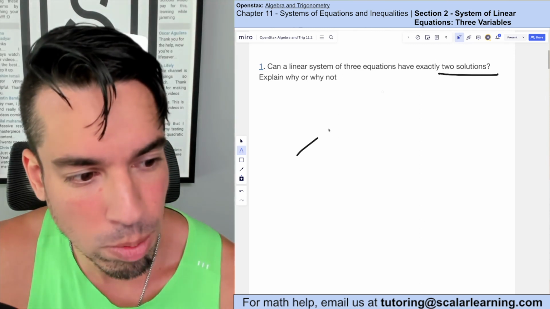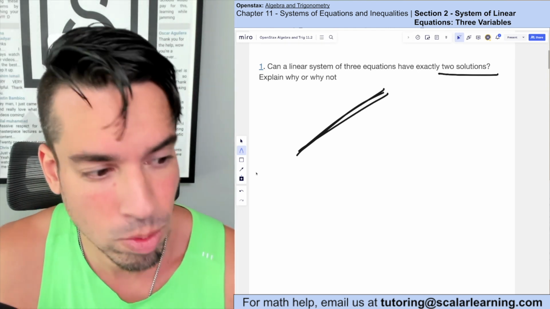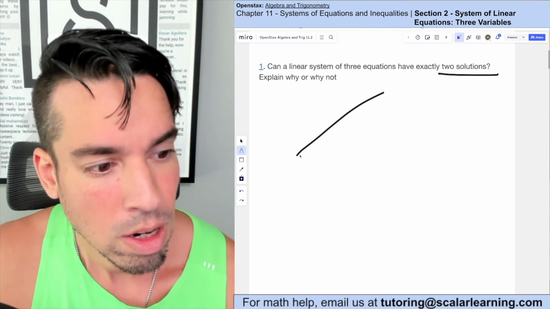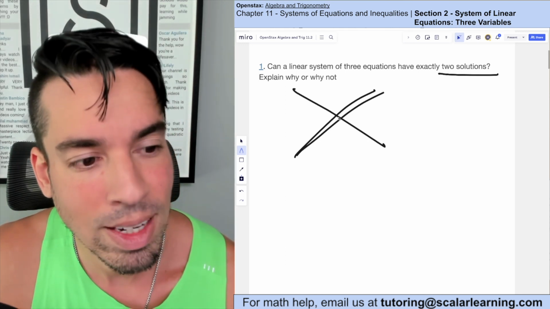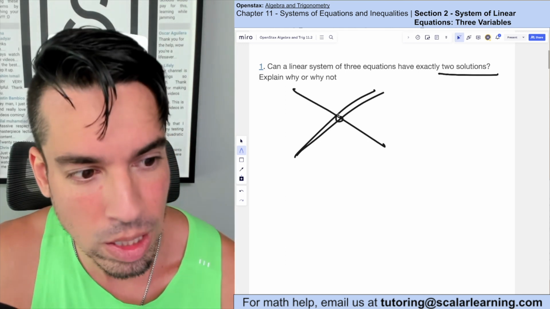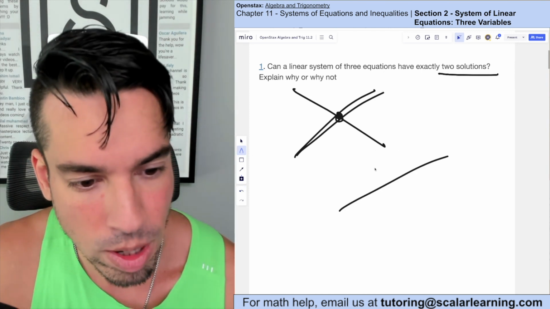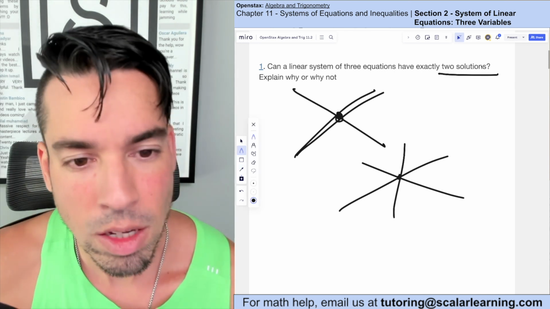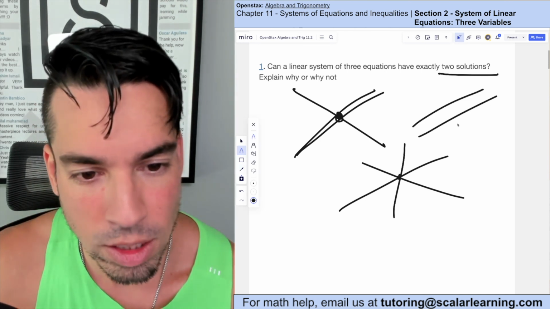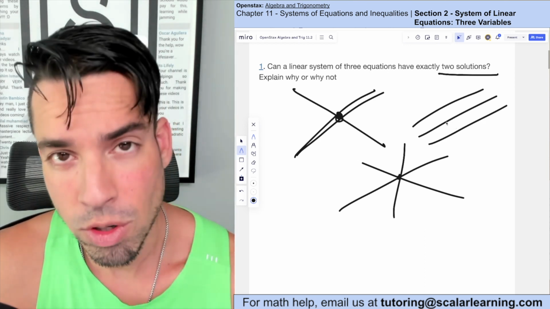One possibility would be all 3 lines would be the same. Then we'd have infinite solutions, right? Another possibility is maybe you'd have 2 lines on top of each other and a third coming this way. But again, look at the point of intersection of all 3. It's only hitting at one spot. And then the other option is something like this, 3 lines going that way. Again, one solution. And the third option is, of course, all 3 lines could be parallel. Then they'd never intersect, and then you'd have 0 solutions. So those are the 3 options.